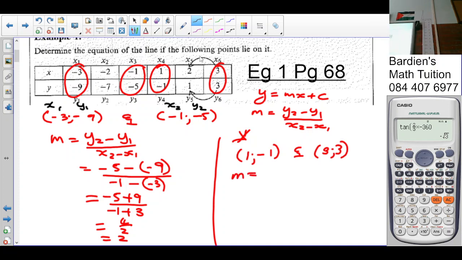That is x1, y1, x2, y2. Now I'm just grouping it so because I'm always going to use the formula in this form: y2 minus y1 over x2 minus x1. Okay.